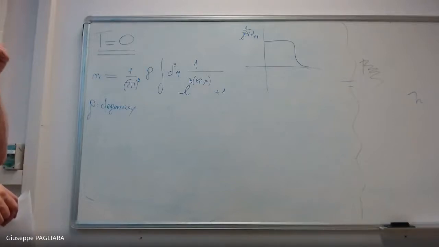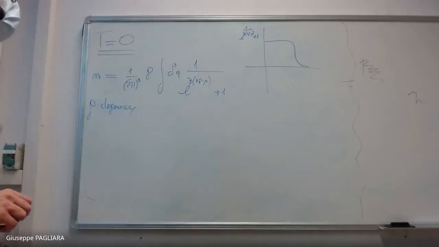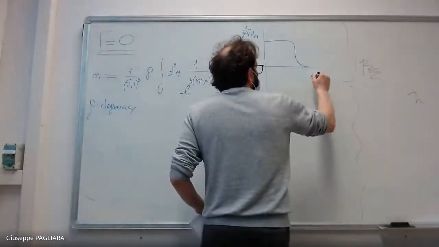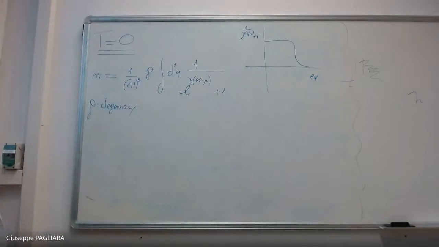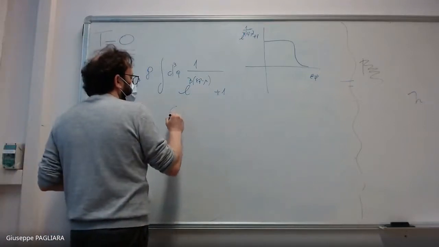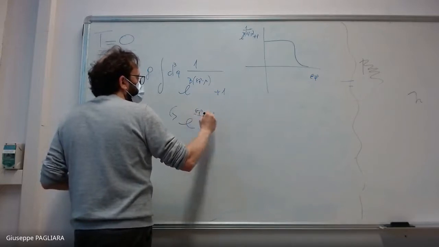What happens when t is equal to zero? Well, this is a function of q, or epsilon q. When t is approaching zero, this becomes a theta function, or better to say, a theta of mu minus epsilon q, because this quantity, so let's write it down, e to epsilon q minus mu divided by k T.